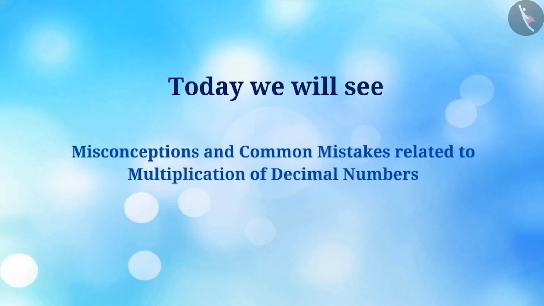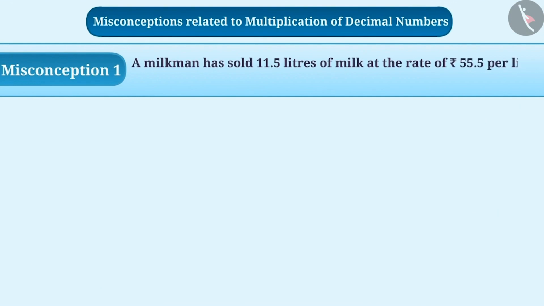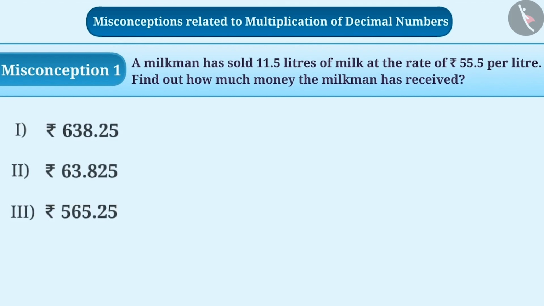Today we will see misconceptions and common mistakes related to multiplication of decimal numbers. Misconception 1. A milkman has sold 11.5 liters of milk at the rate of Rs 55.5 per litre. Find the amount of money earned by the milkman.